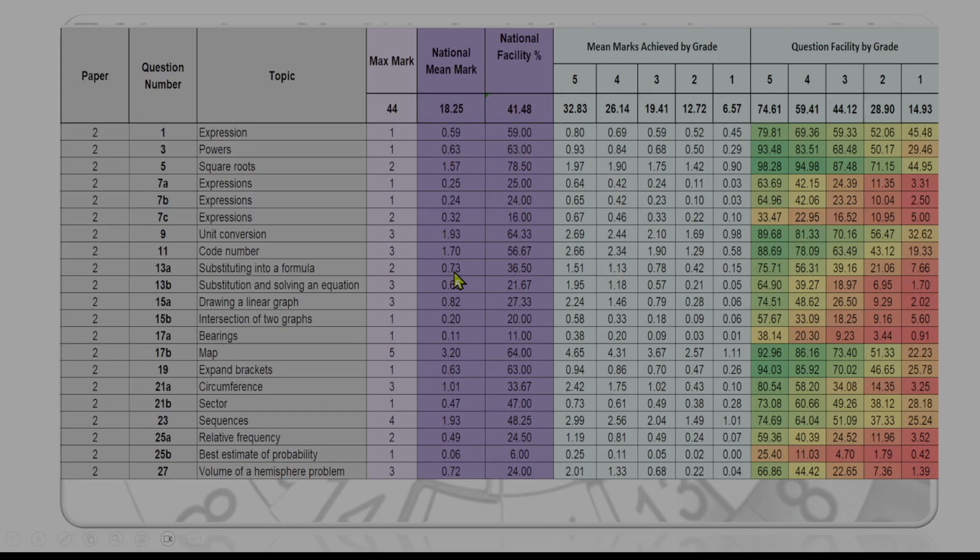Okay, before I get on with the video, what I do want to briefly discuss is the breakdown of this paper. This is produced by your exam board, AQA. What I've done is I've just pulled together the odd questions. So this paper has a maximum mark of 44.